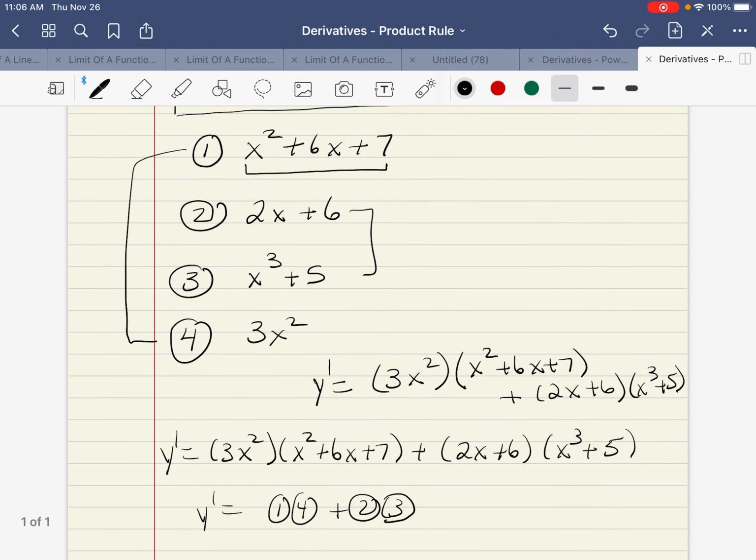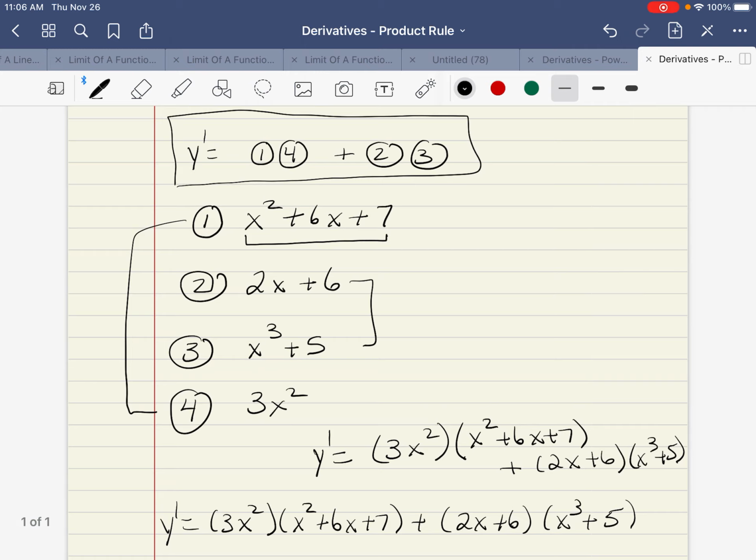So again, just going over that up here: 1 is the first function you see, 2 is the derivative of that first function, 3 is the second function that you see, and 4 would be the derivative of that.